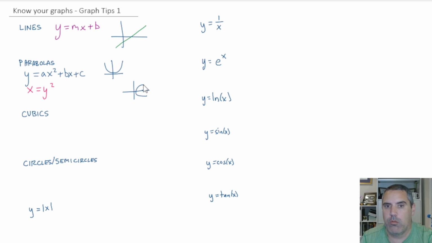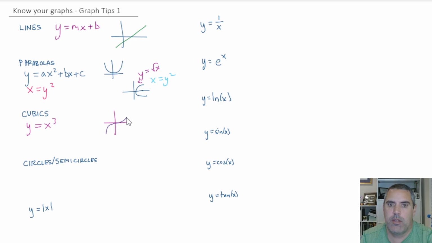If you know how to graph those, then you also know how to graph the roots, because this graph right here, x equals y squared, the top piece of it is y equals the square root of x. Same idea goes for cubics. You should know this general cubic shape if you don't remember it. And again, you have a note sheet, but you don't.